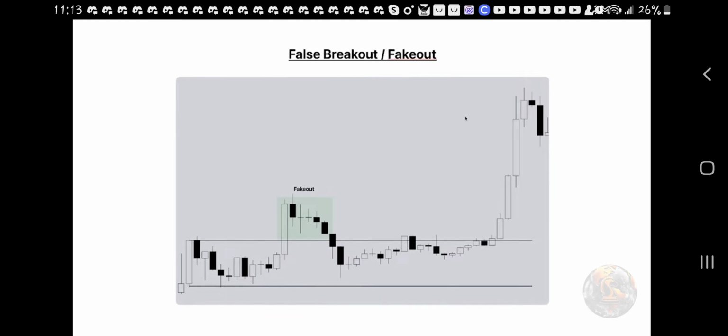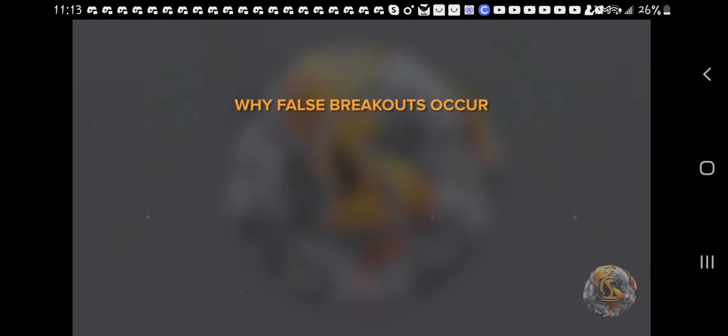But let's talk about why they occur. That's what we really need to know. We need to understand the mechanics behind false breakouts. They occur for many reasons, but you can broadly group them into one of these 5 categories.